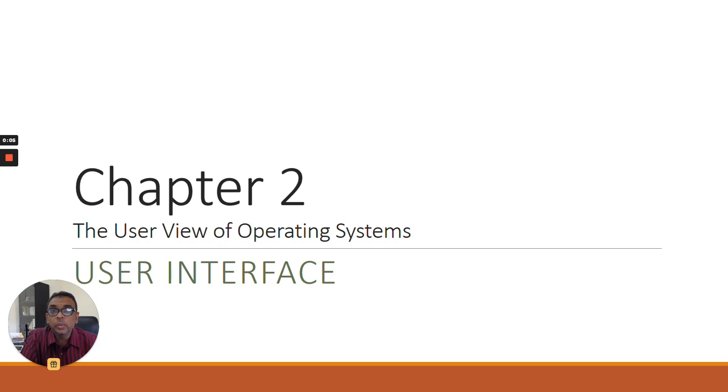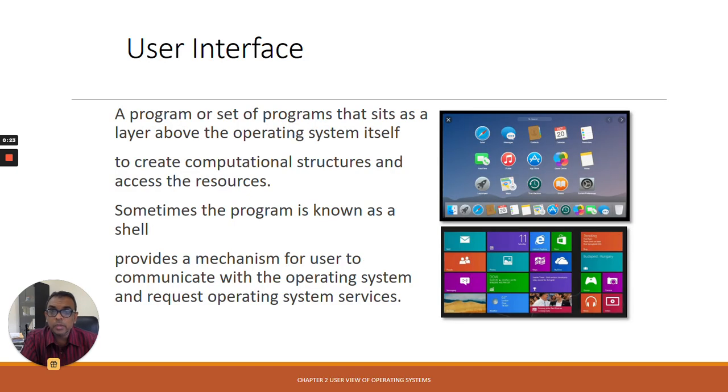Chapter 2, we are going to talk about the user view of the operating systems, whereby the user view is what we say is the user interface. This is how the user can have access to whatever the operating system has to offer. Basically we are going to understand two types of user interface, which is the graphical user interface and command line interface.